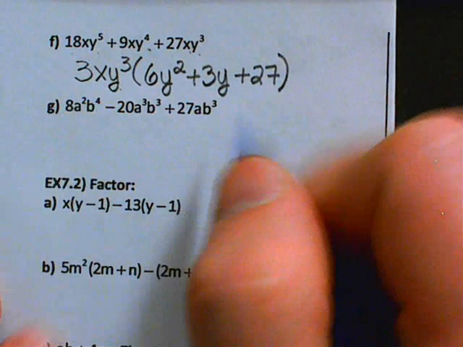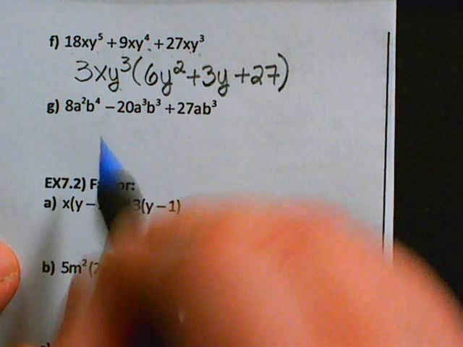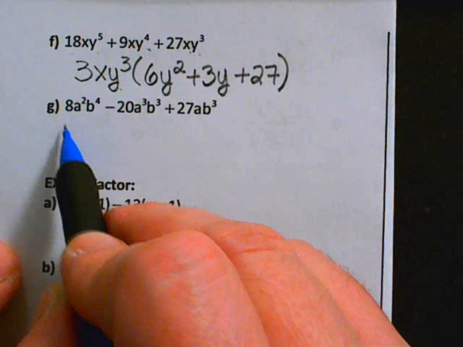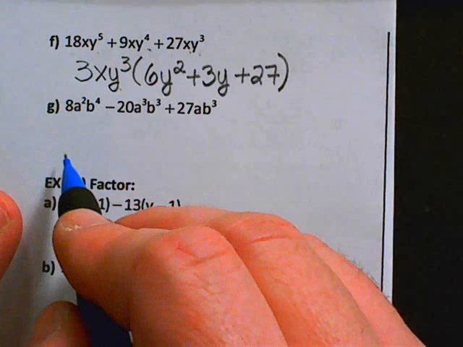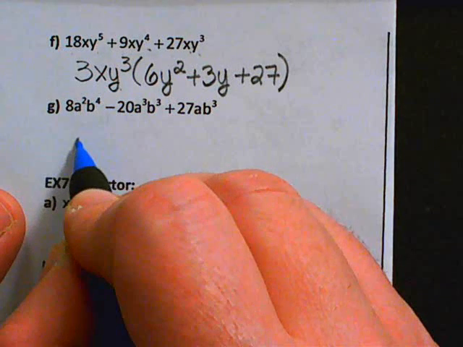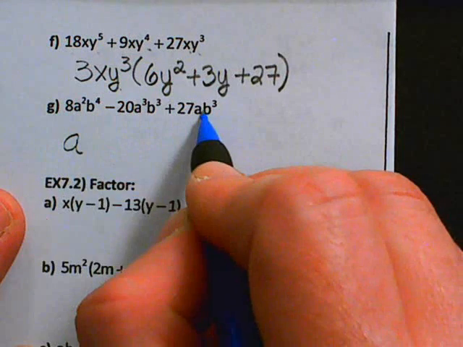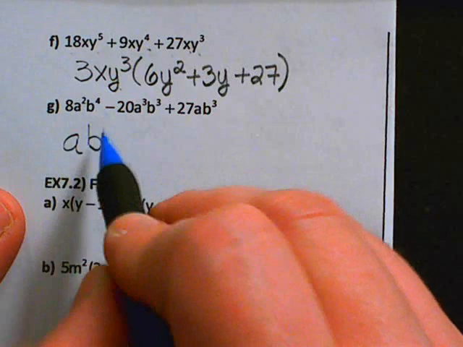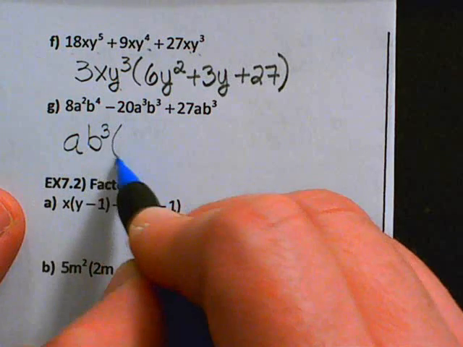Alright, next example. What number goes into 8, 20, and 27? There's no number that goes into all three except for 1. Alright, how about an a? Can we factor out an a? Yes, we can. Well, how many? Just 1, because the smallest exponent is 1. How about b? We can factor out how many b's? We can factor out 3. Now that we decided what we're going to factor, let's go ahead and proceed.